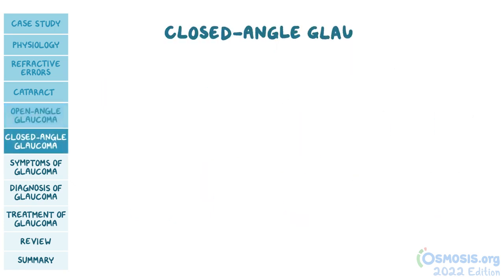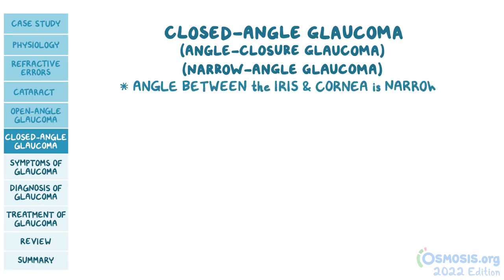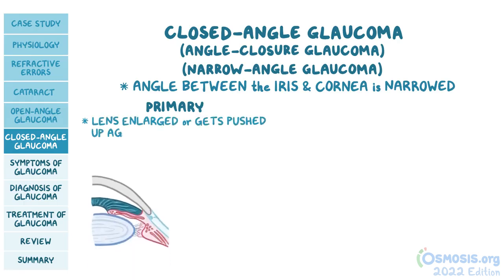Then there's closed-angle glaucoma, also called angle closure glaucoma or narrow-angle glaucoma, which receives its name from the fact that the angle between the iris and the cornea is narrowed. Again, closed-angle glaucoma can be primary or secondary. In primary cases, for unknown reasons, the lens is enlarged or gets pushed up against the iris.